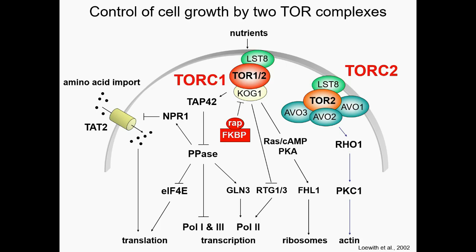Okay, so this is where we were in the year 2002. At this stage, we started to wonder whether these two complexes were conserved all the way to mammals from yeast, like TOR itself. And at the time, we looked and there was only one genome sequence available, and it was not a complete genome.